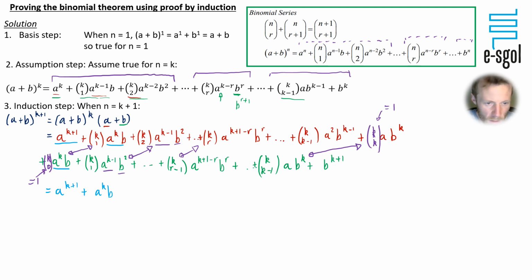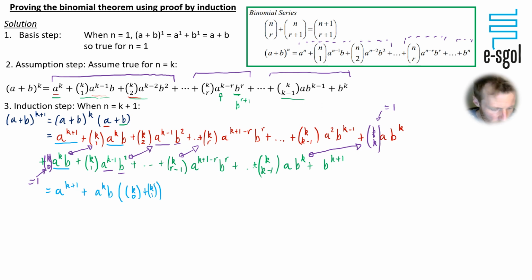The bit that isn't common is the k1 and the k0. So I'm just going to write k0 plus k1. So that's that bit dealt with.